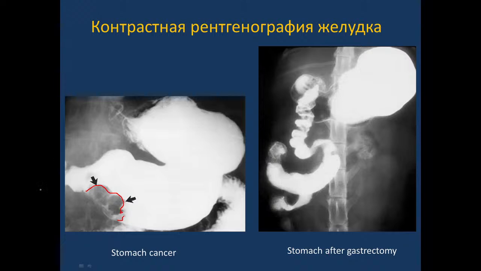And after gastrectomy, when surgeons take the bigger part of the stomach out, it is a picture like here. This is a small operated stomach, and this is a duodenum, etc.